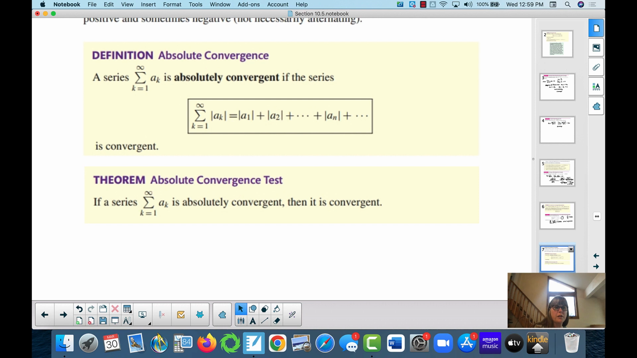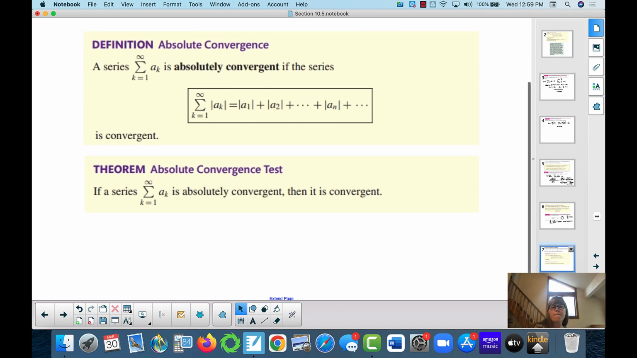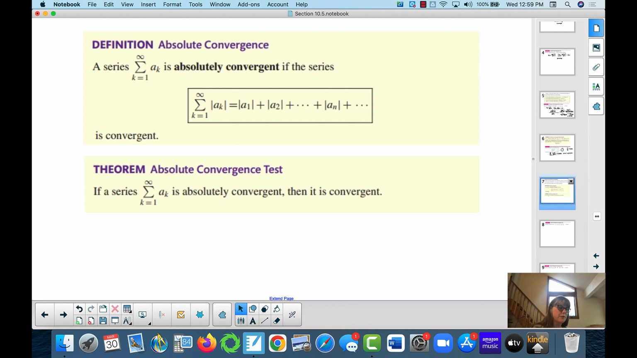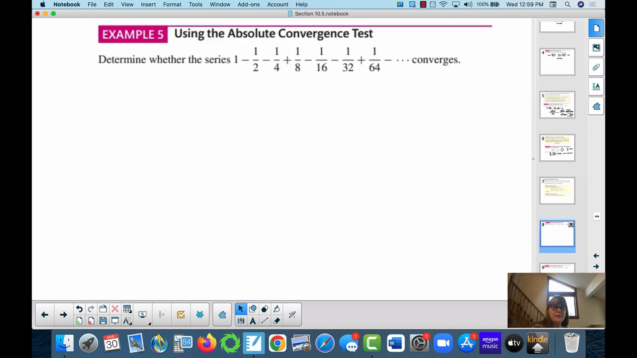and it's absolutely convergent. And if it's absolutely convergent, then we can say that that series converges. So in this example here, this is very much like a geometric series, except for the fact that we have some positive signs, some negative signs, and it's not an alternating series because they don't alternate every other one.